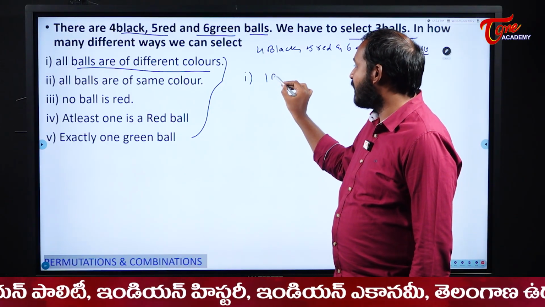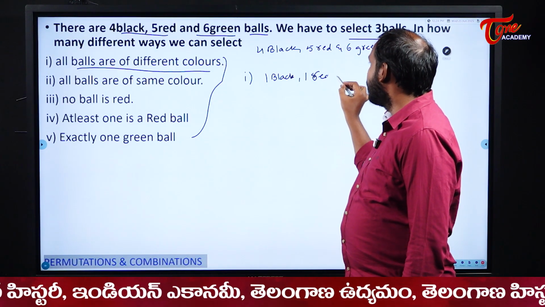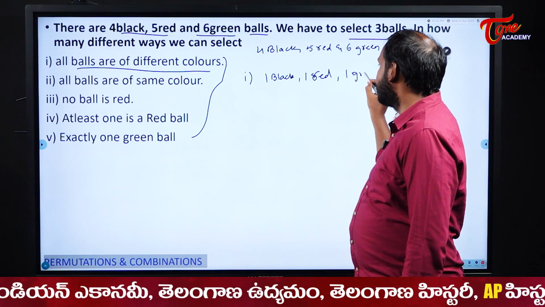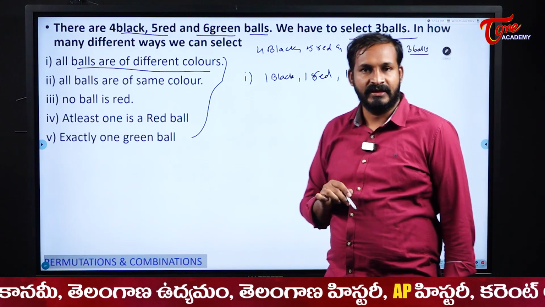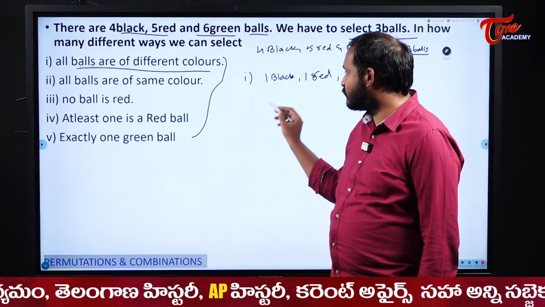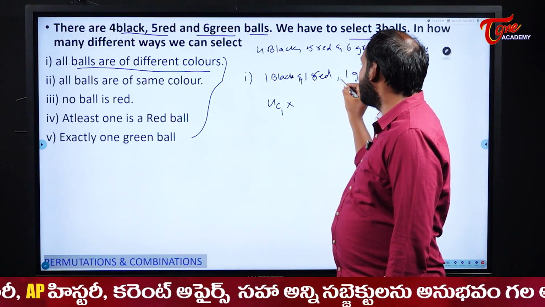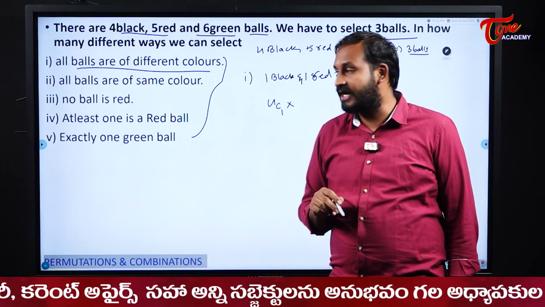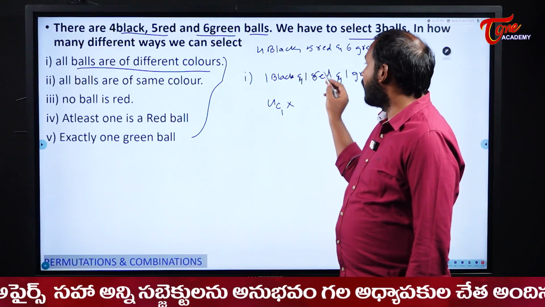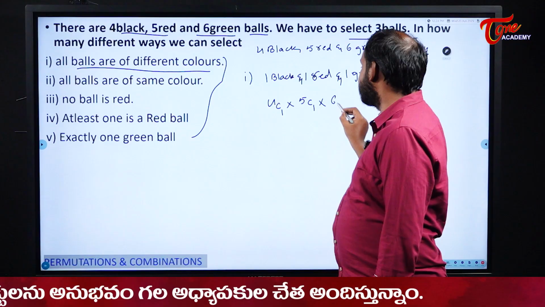One ball should be black, one should be red, and the other one green. That is the condition, right? Yes sir, this is the condition. So from 4 black I need to choose 1 black, means 4C1, into 1 red, which is 5C1, into 1 green, which is 6C1.